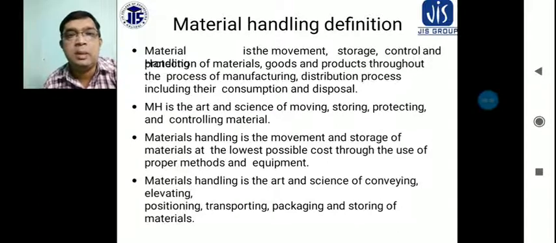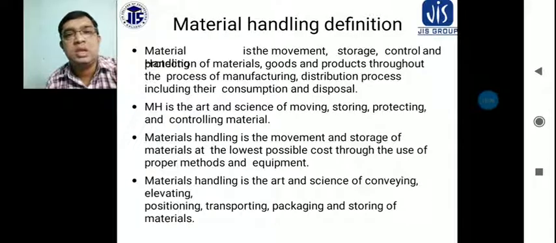Another thing: material handling is the art and science of moving, storing, protecting and controlling materials. This considers the different movements that come in when the materials are transferred from one place to another place according to the production industry.